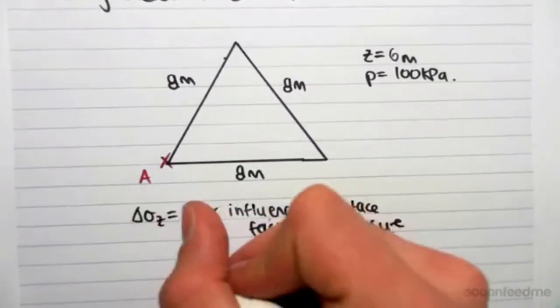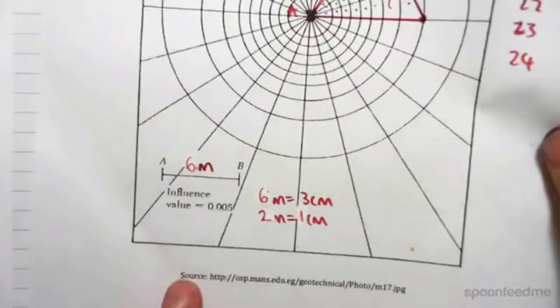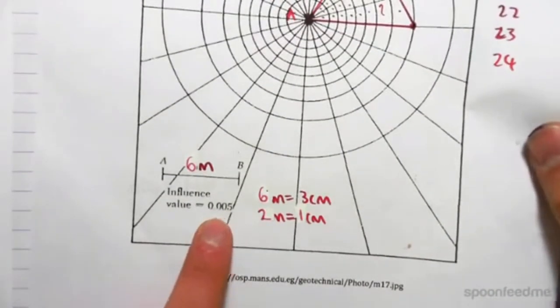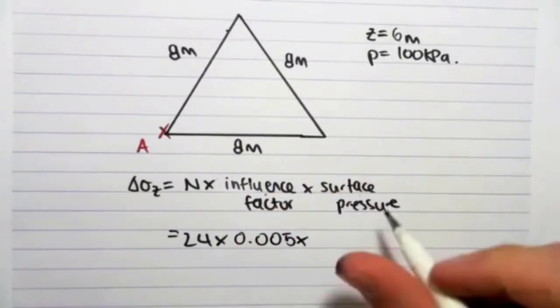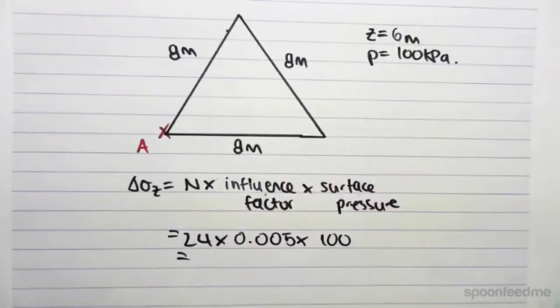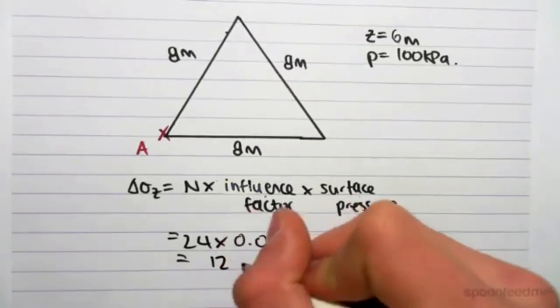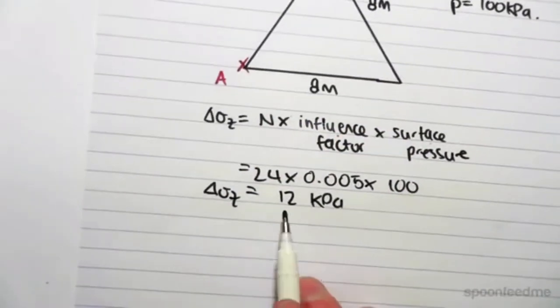So our change in stress would be 24 times by the influence factor, which is given on the diagram of 0.005. So times 0.005 times by the surface pressure of 100 kPa. And if we were to go ahead and work this out, 0.12 times 100, we would get a vertical stress increase of 12 kPa.